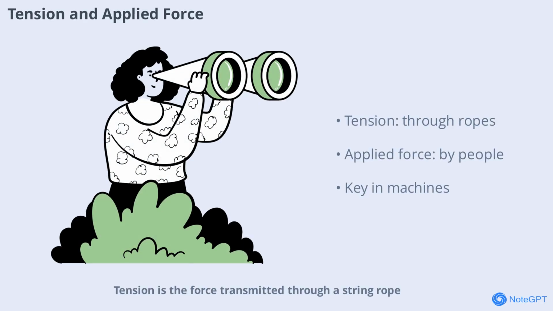Tension is the force transmitted through a string, rope, or cable when it's pulled tight by forces acting from opposite ends. Applied force is any force that's applied to an object by a person or another object. Both tension and applied force play crucial roles in everyday mechanics, from lifting objects to operating machinery.